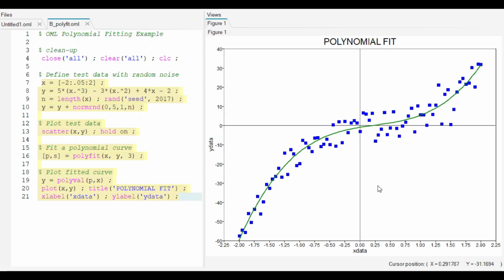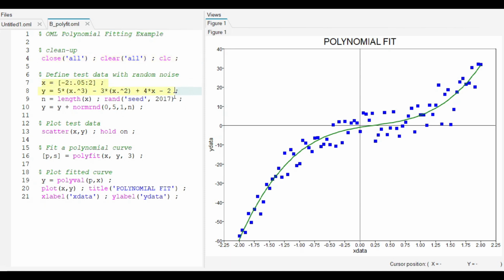Polynomial curve fitting is a mathematical technique used to approximate a relationship between variables using a polynomial equation. A polynomial equation may contain constant, linear, quadratic, and cubic terms. The objective is to determine coefficients that produce the best representation of observed data.